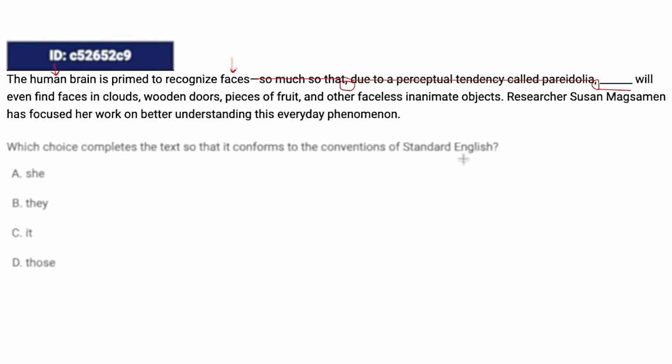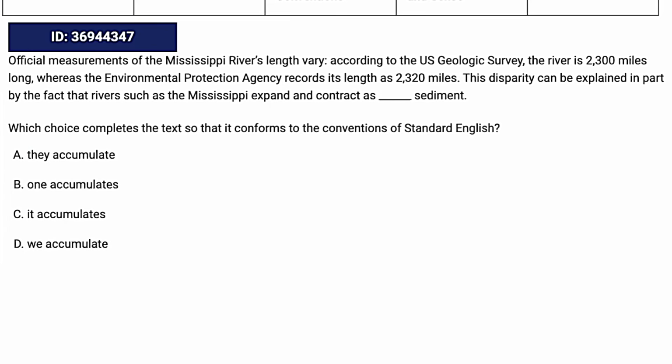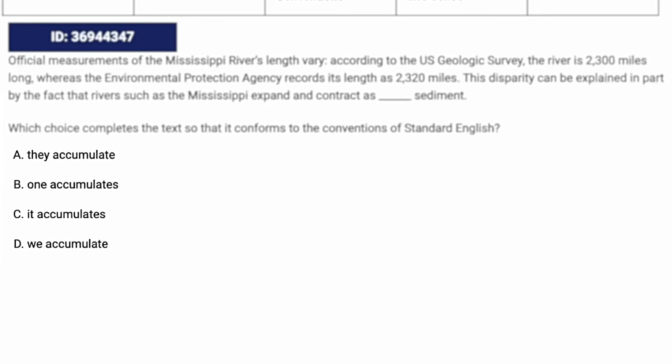Well, what would make sense? Faces will even find faces in clouds? Probably not. The human brain will even find faces in clouds? Yeah. So we know our original noun is the human brain. And the human brain is a singular thing, aka it. So our answer is C. Just for good measure, let's look at one more of these pronoun-based questions.